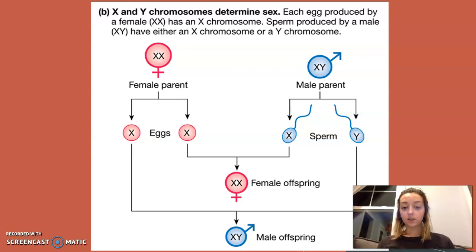This picture is a diagram taken from the Silverthorn textbook, and it's basically just describing what I just said. The female parent has two X's, and both eggs are X and X. The male parent has an X and a Y chromosome, and the sperm cells can either be X or Y. The two X's coming together create a female offspring, and the coming together of the X and the Y becomes a male offspring.